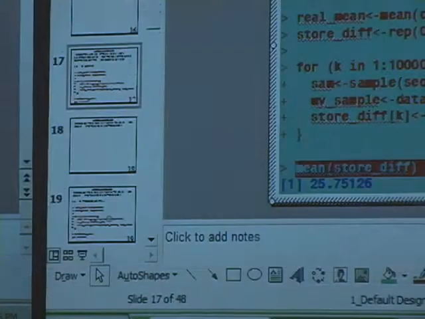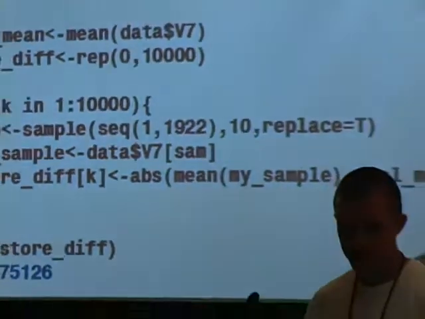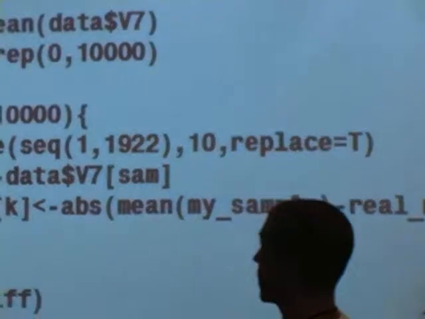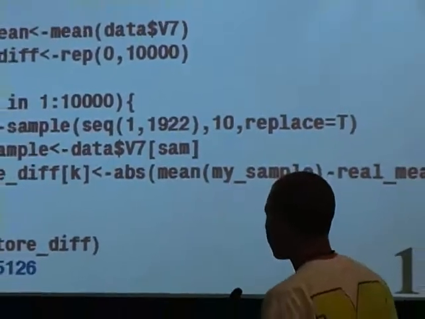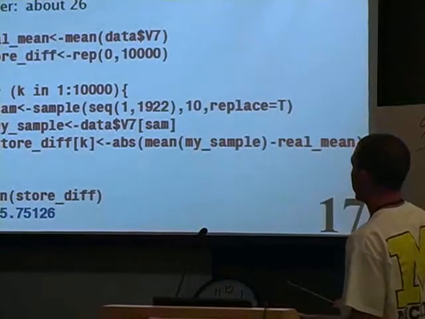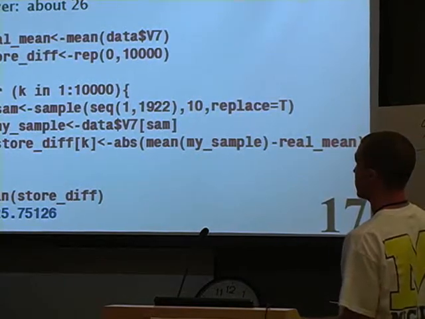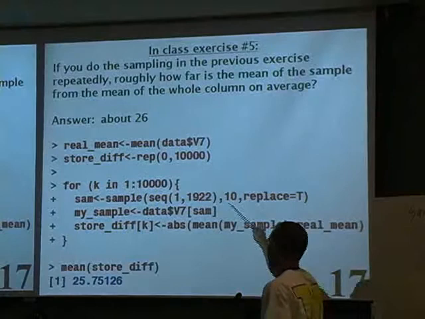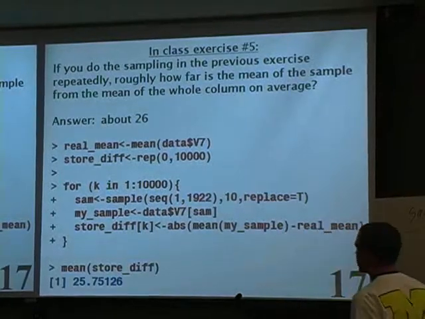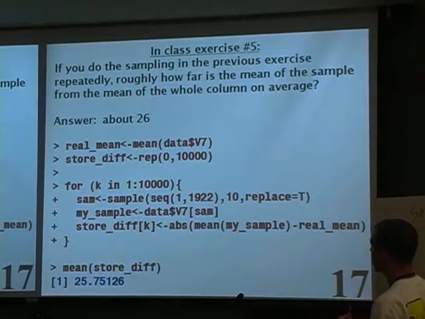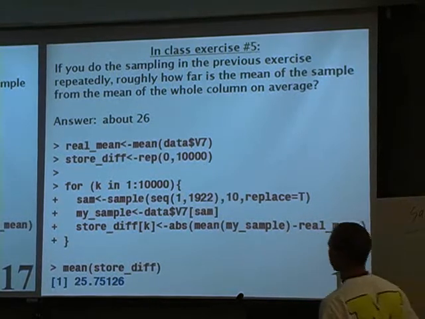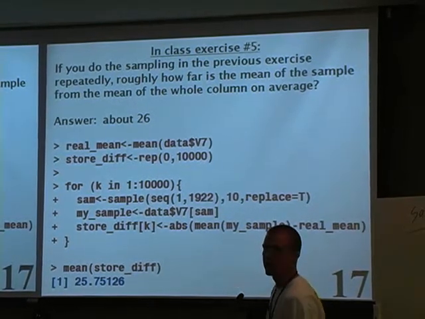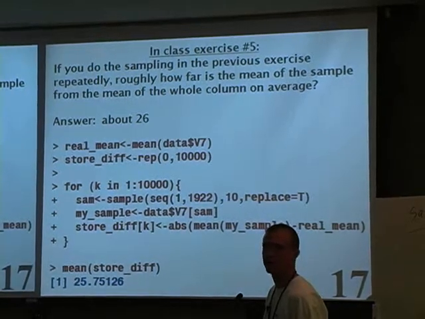So 26 is sort of the price we pay for taking just 10 observations as opposed to taking the whole 1922. And so you say, well, if 26 is too big of a price to pay, if you don't want to be off by 26 on average, what do you do? Well, then you take more than 10. The interesting question is to see how our error scales as we increase that. But before I get onto that, does anyone have any questions about these R commands on the slide here?